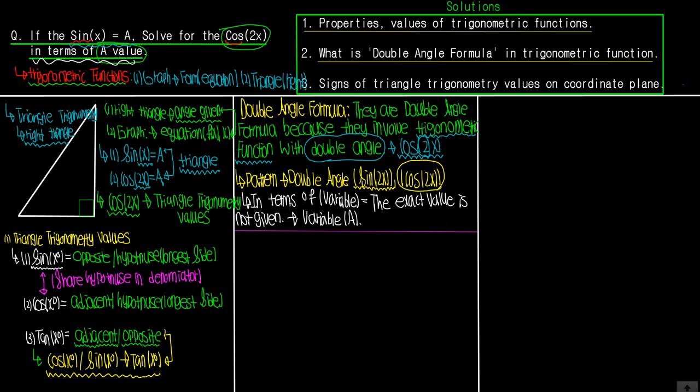We are also done with our third one, which is the signs of trigonometry values on the plane. Not yet, but this is what the double angle formula is going to be. So let's go through our equation. What was our equation again? We are trying to solve for the cosine of 2x, and the information is that the sine of our x value is equal to a. This is our equation in this case.